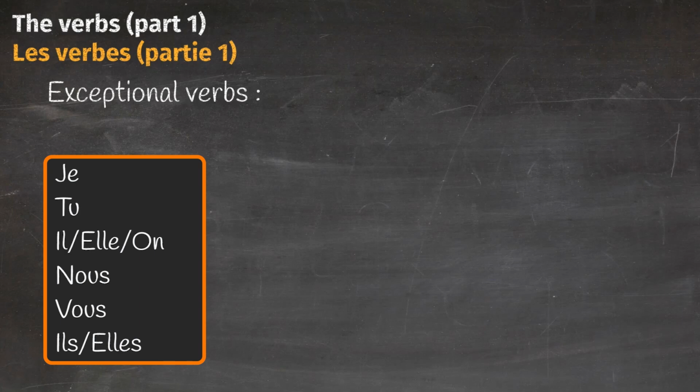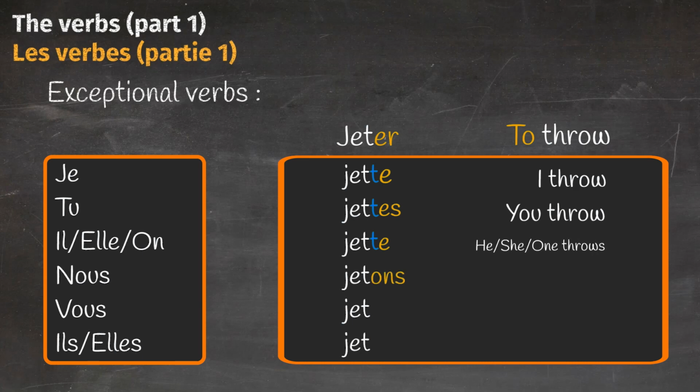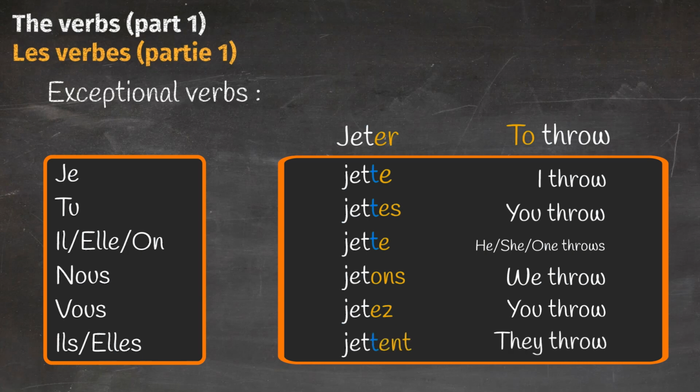Next one, to throw. Jeter. Je jette. Tu jettes. Il jette. Elle jette. On jette. Nous jetons. Vous jetez. Ils jettent. Elles jettent. You see, we all follow the same rule for conjugation.